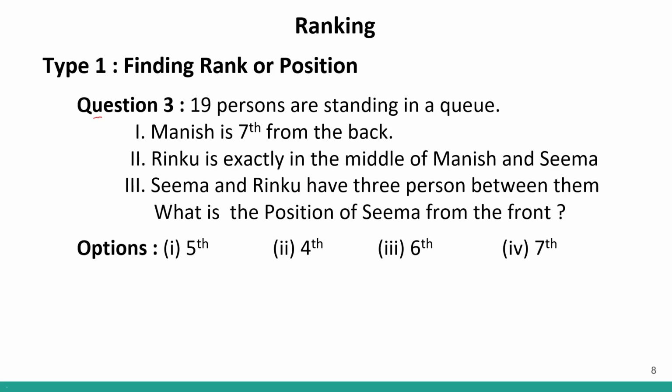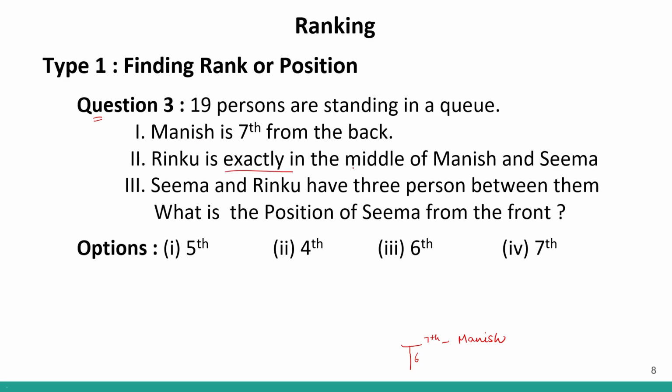Moving on to question number 3. Question number 3, there are 19 people standing in a queue. Queue means a line, right? Manish is 7th from the back. So I have 6 people and at 7th position we have Manish, correct? At 7th position we have Manish.